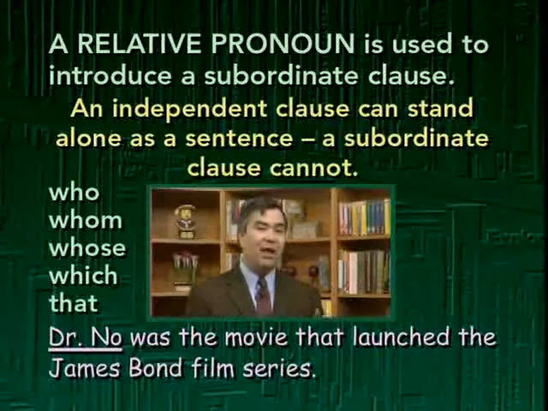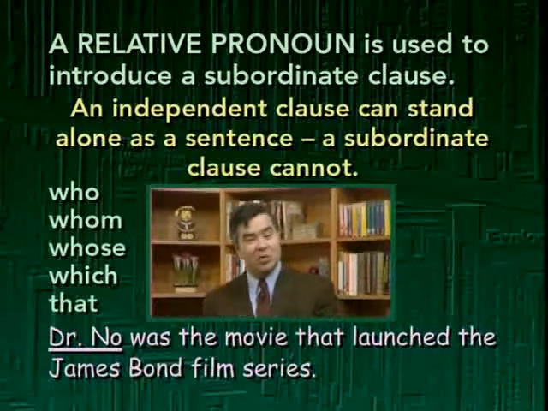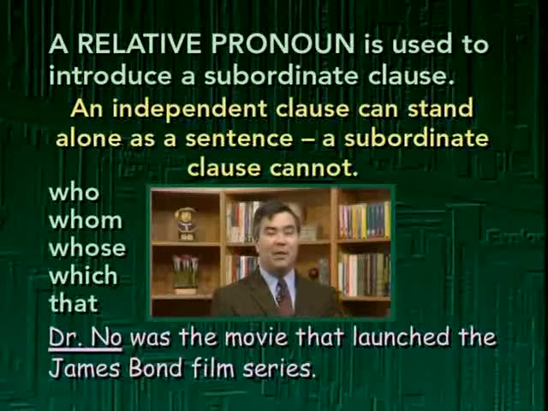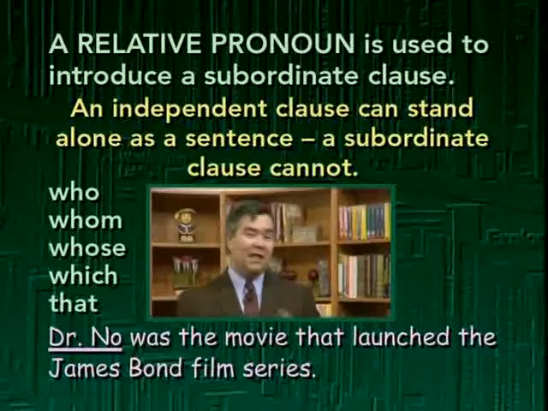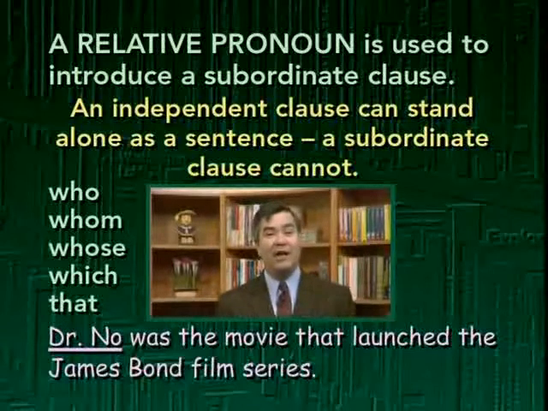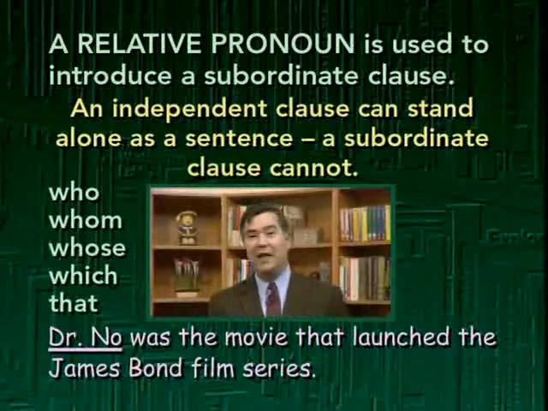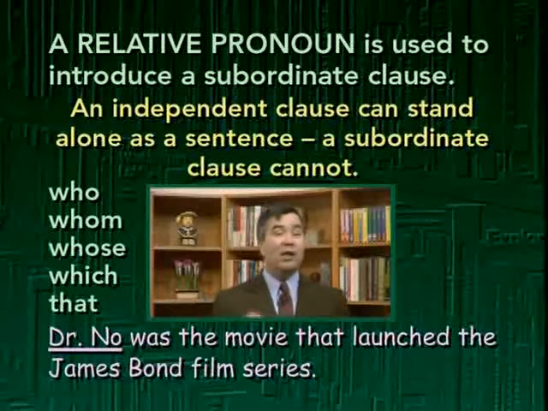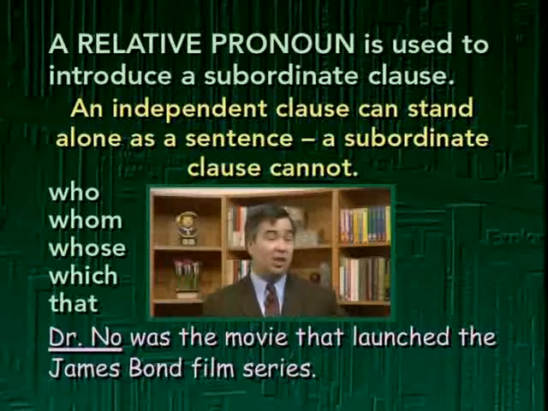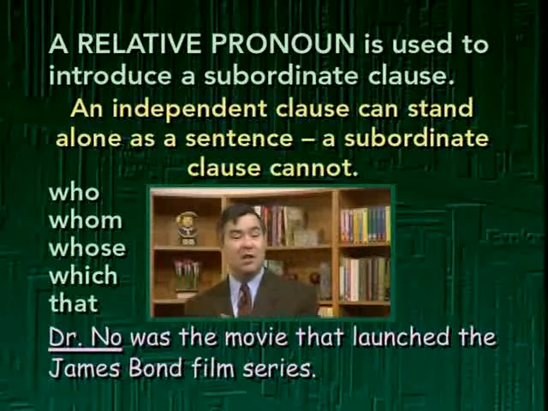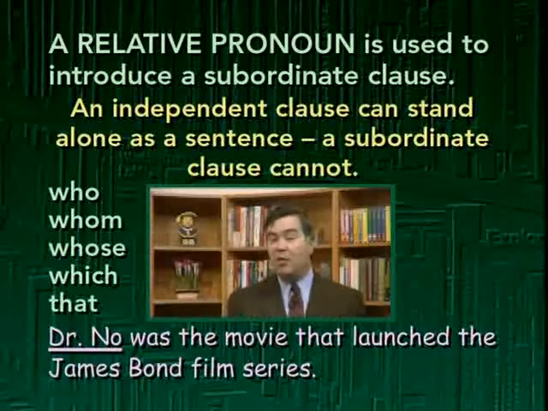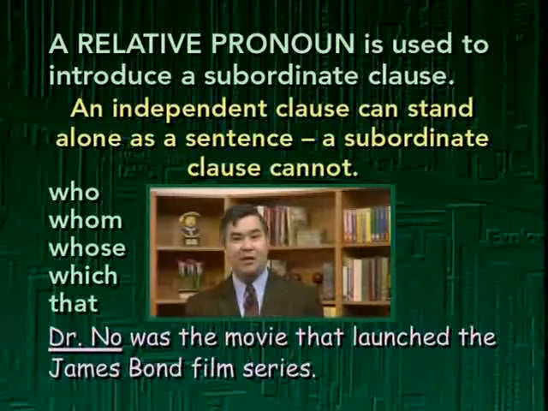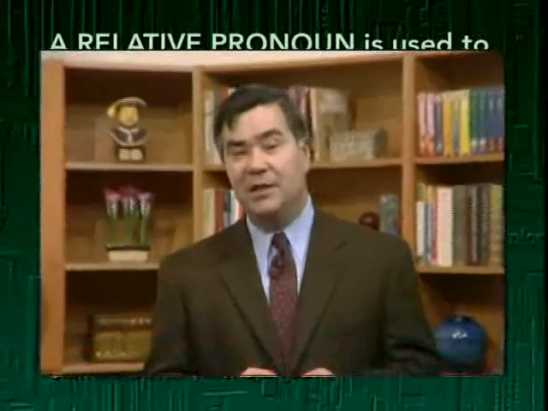So, once again, we have a subordinate clause which is related to a specific noun that appears in the independent clause. The entire clause is a kind of modifier, giving more information about that noun. So when you have a relative pronoun in a sentence, it is introducing a subordinate clause which acts as a modifier, giving more information about a noun that appears in the independent clause.